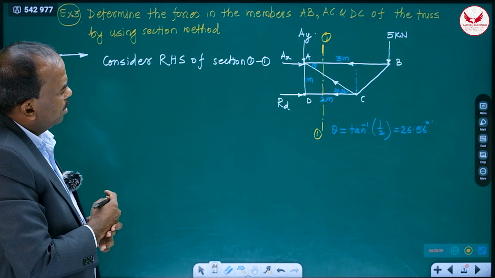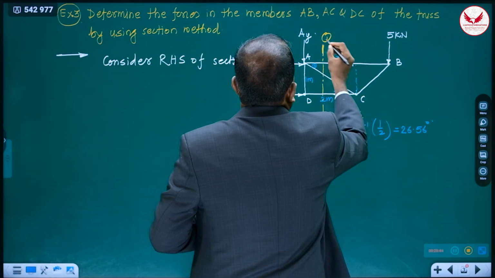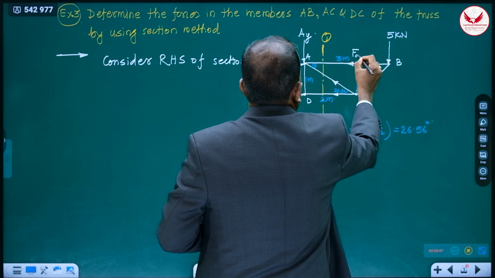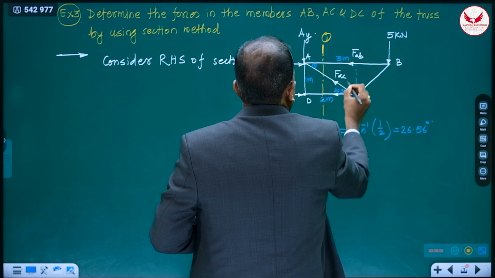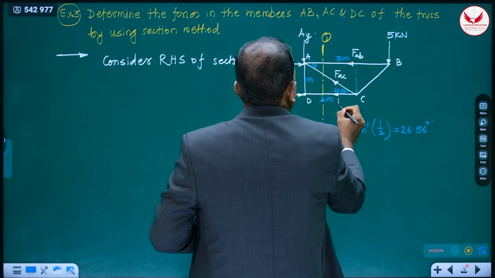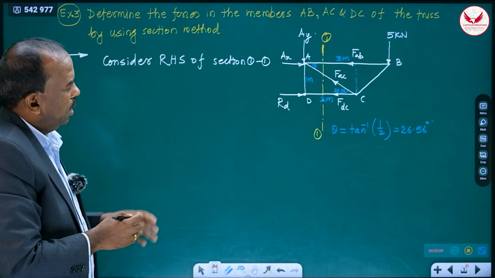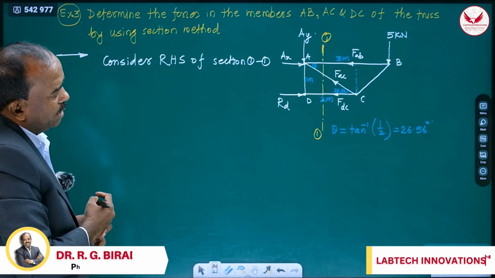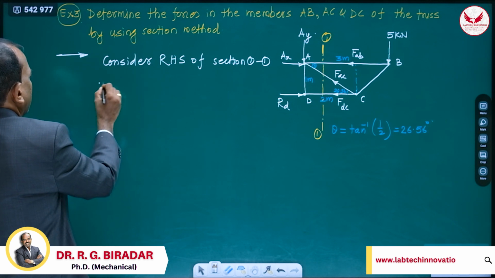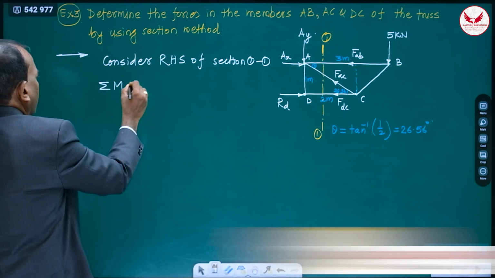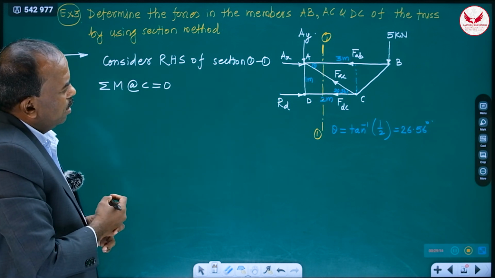So what is the way? Out of these three members, it is FAB, it is FAC, and this is FDC. These three members we have to get. Then how will we get? 2 are meeting at C. If 2 are meeting at C, then take the moment about C. Summation M about C is equal to 0.